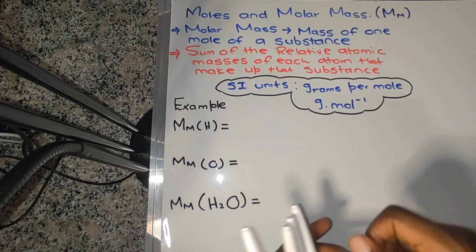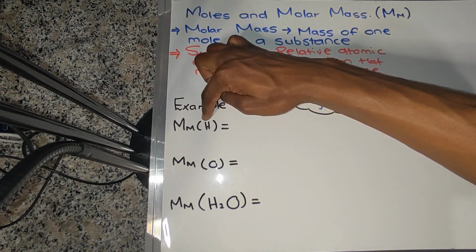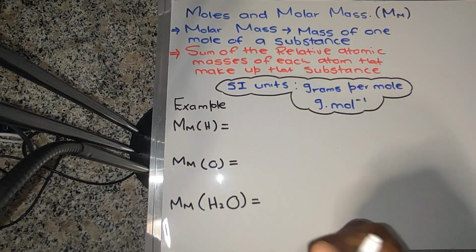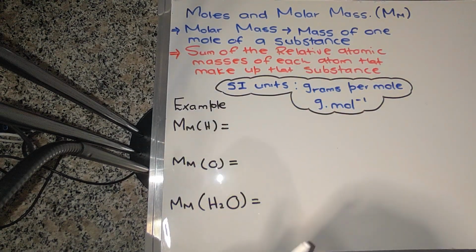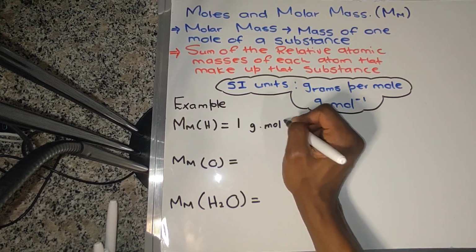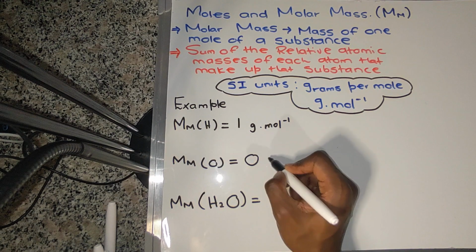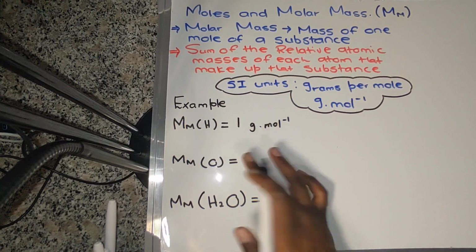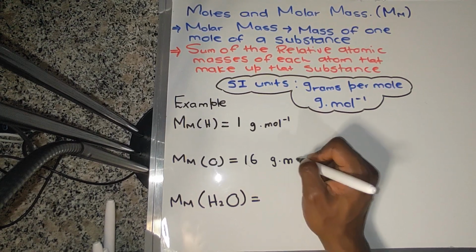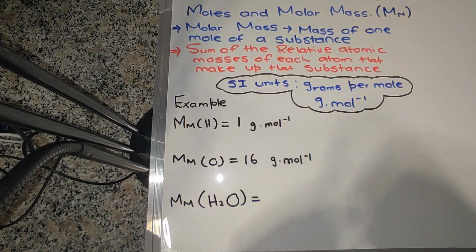Now let us find the molar mass of hydrogen. I did say that for each substance we're going to look at the atomic mass that makes up that substance. So we have an element as a substance in this case. What is the atomic mass of this substance? From the periodic table we know that it's going to be 1 gram per mole. And then we also find the molar mass of oxygen. The molar mass of oxygen will simply be 16 grams per mole.